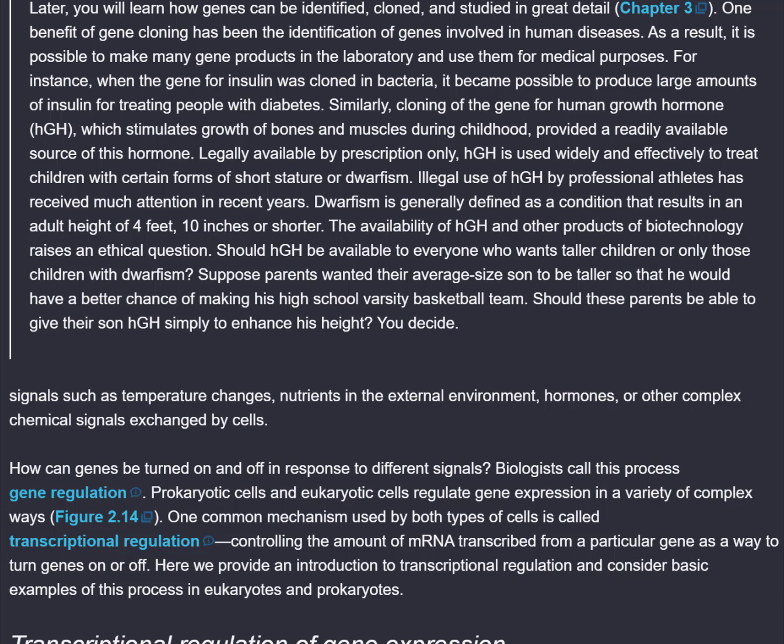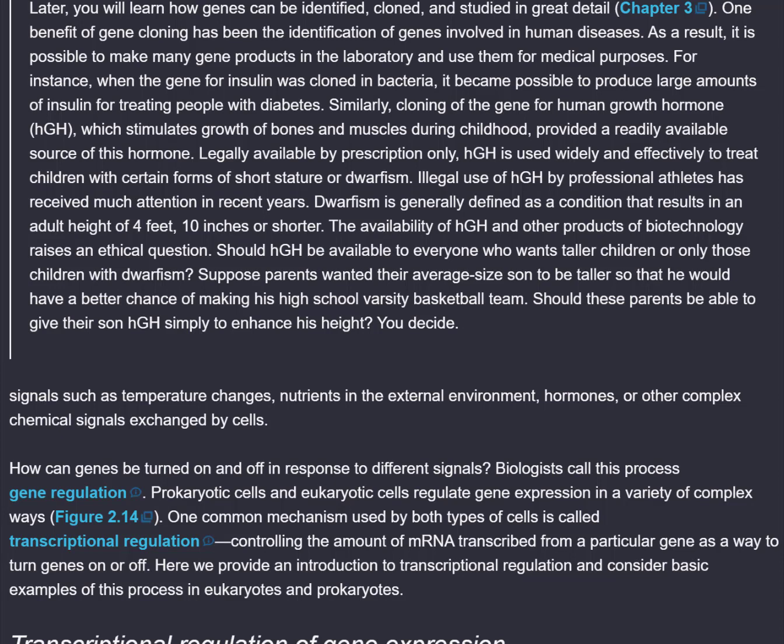Dwarfism is generally defined as a condition that results in an adult height of 4 feet 10 inches or shorter. The availability of HGH and other products of biotechnology raises an ethical question. Should HGH be available to everyone who wants taller children or only those children with dwarfism?